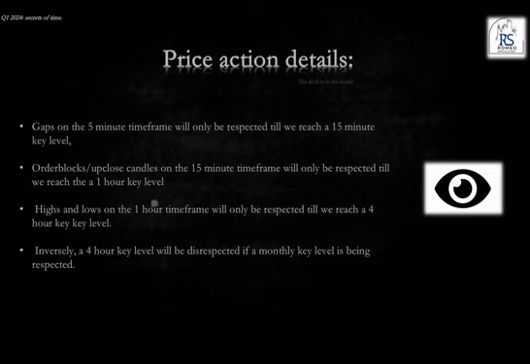Highs and lows on the 1-hour time frame, we will only respect lows and break highs on the 1 hour until we reach a 4-hour key level. Inversely, a 4-hour key level will be disrespected if a monthly key level is being respected, because in trading, everything can be inverted. Order blocks, breakers, FVGs, even concepts.